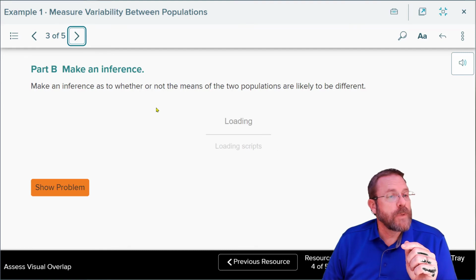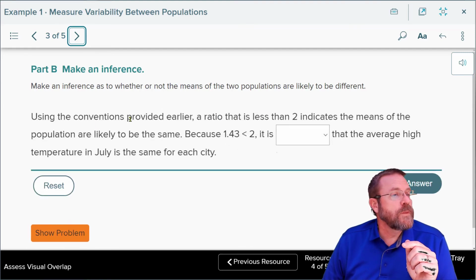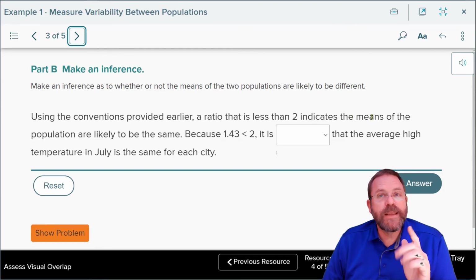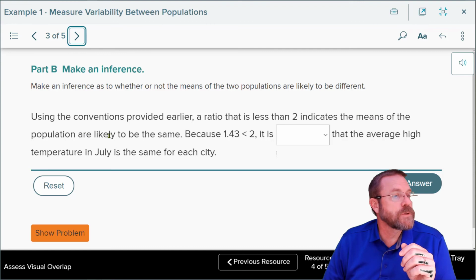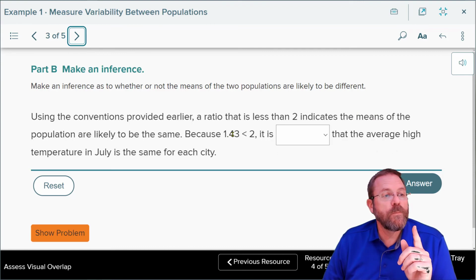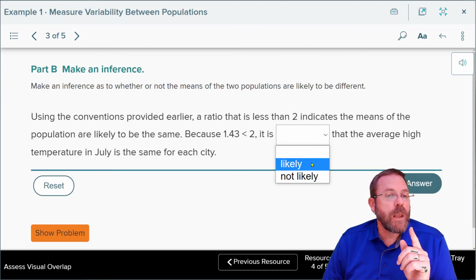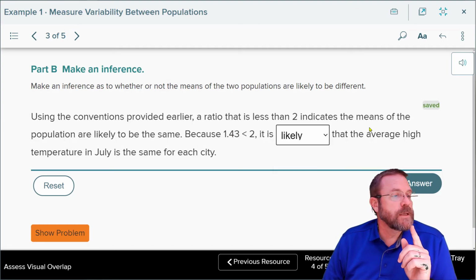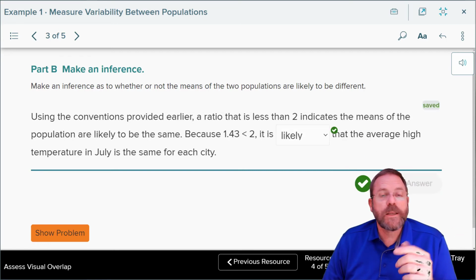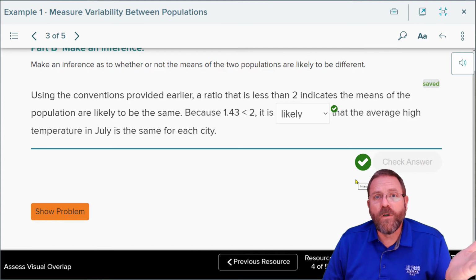And because it is less than 2, we can make our inference. The page is loading. Come on, let's get it done. Using the conventions provided earlier, a ratio that is less than 2 indicates that the means or averages of the populations are likely to be the same, because 1.43 is less than 2. It is likely that the average high temperature in July is going to be the same for each city. Check it, and it checks. That's all there is to doing this.